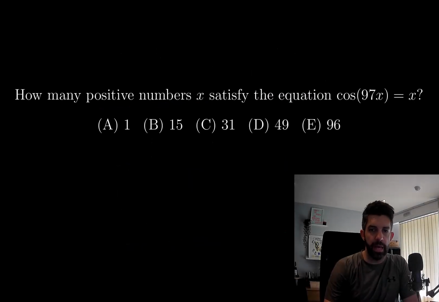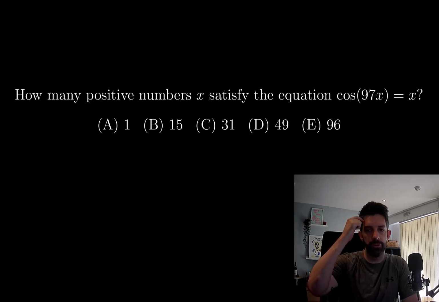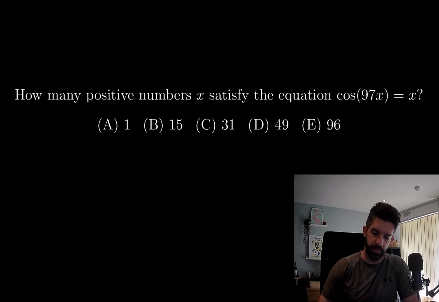How many positive numbers x satisfy the equation cosine of 97x is equal to x: 1, 15, 31, 49, or 96? Okay, so I think the way I'm going to do this is just by sketching what both of these functions look like, cosine of 97x, and hopefully we just get something. We'll have to keep in mind that we're only looking at positive values of x.